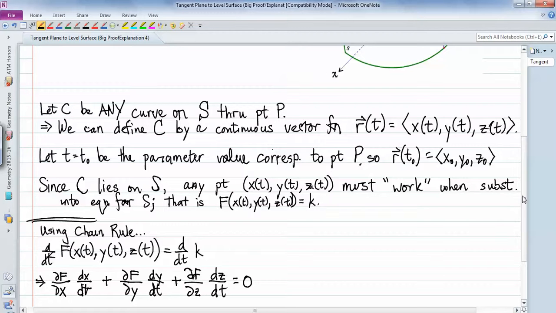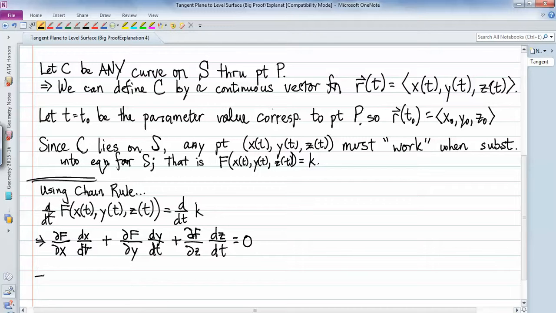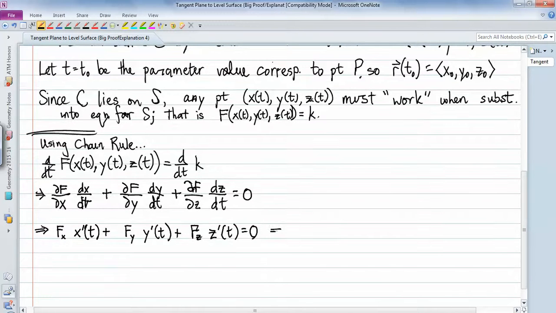Okay. So let me rearrange this a little bit. I'll use some slightly different notation. Capital F sub x times x prime of t plus capital F sub y times y prime of t plus capital F sub z times z prime of t equals 0. Well, okay, I can write that as a dot product, where the first part is F sub x, F sub y, F sub z, and the second one is x prime, y prime, z prime.